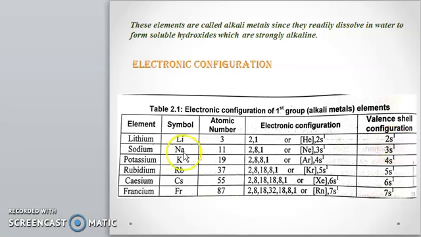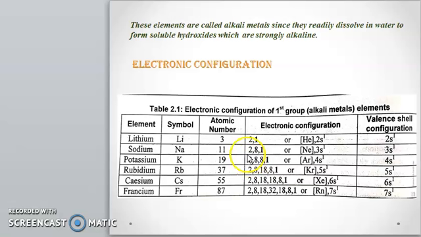Then next one is sodium, symbol Na, atomic number 11, and the electronic configuration is [Ne]3s1 or 2, 8, 1, so the valence shell configuration is 3s1. Then next one is potassium, symbol K, atomic number 19, 2, 8, 8, 1.